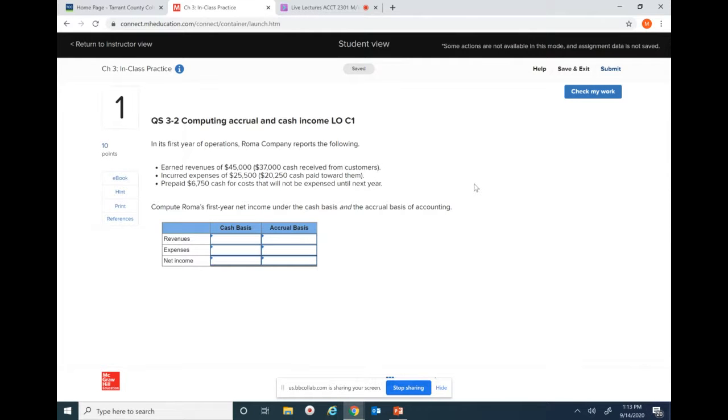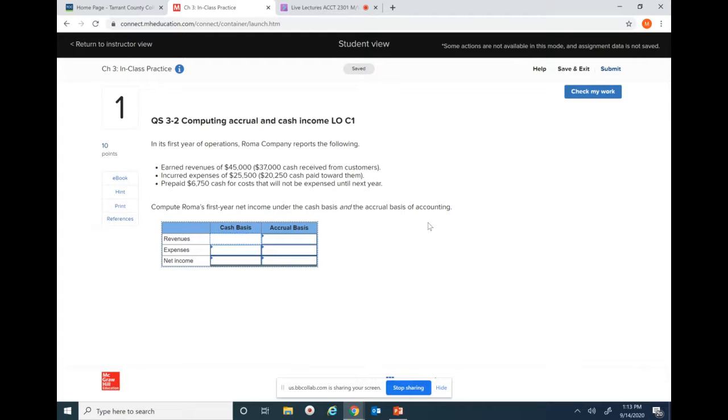Our job is to show that the first year net income for the company differs under the cash and under the accrual basis of accounting. Again, this is a very good illustration of the point I made earlier. Cash and accrual basis of accounting are different, and cash basis of accounting is not allowed for U.S. publicly traded corporations. So let's look at the cash basis of accounting.